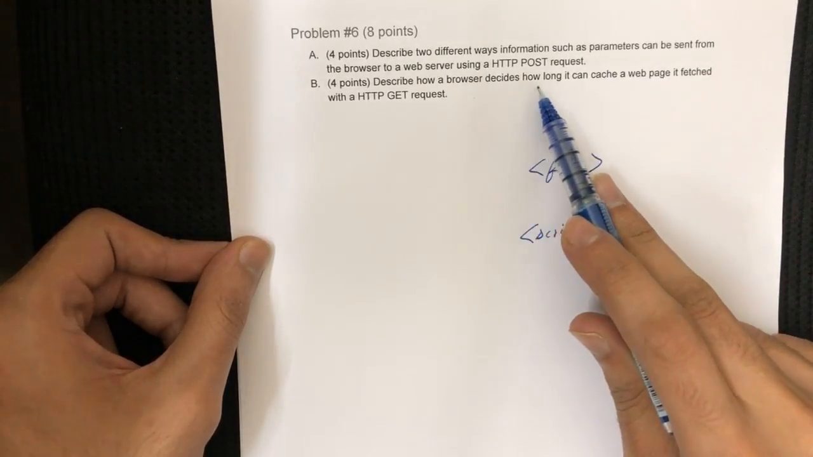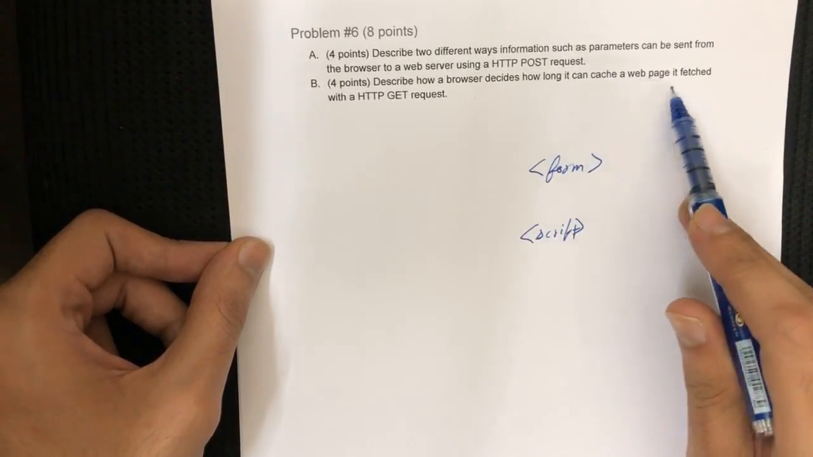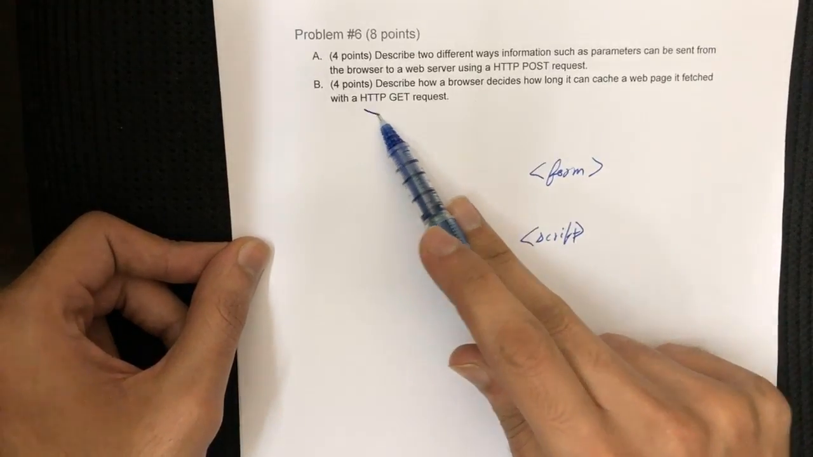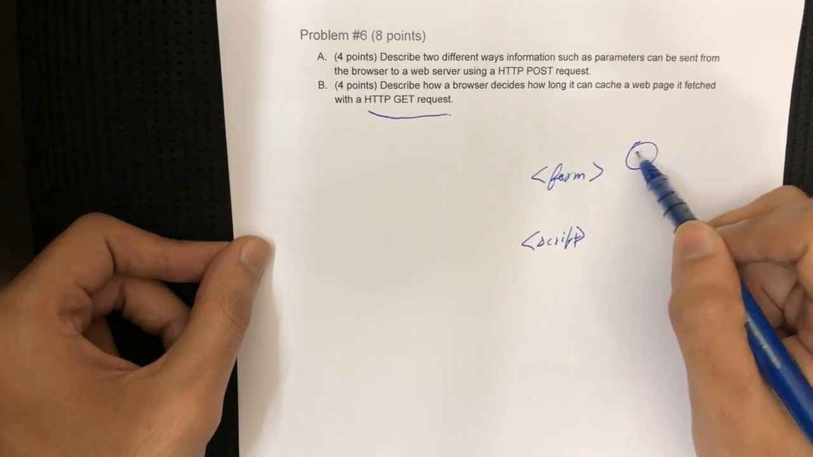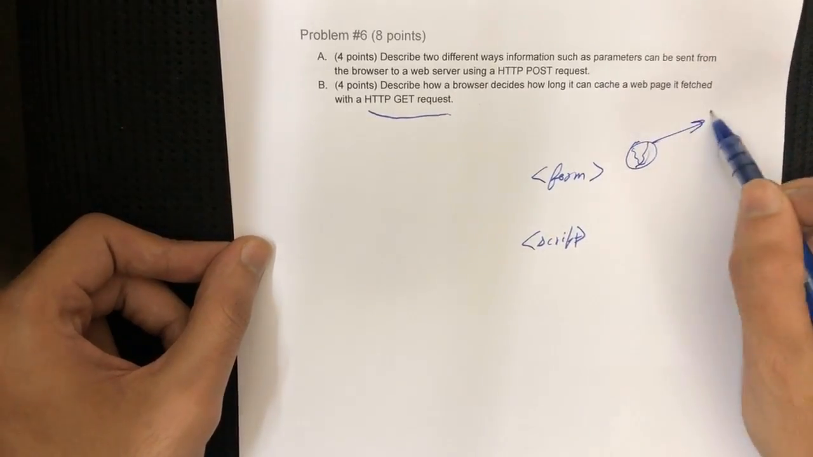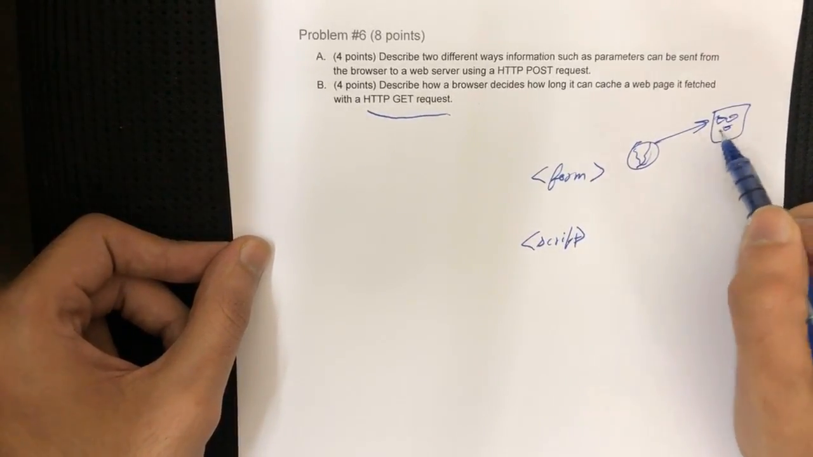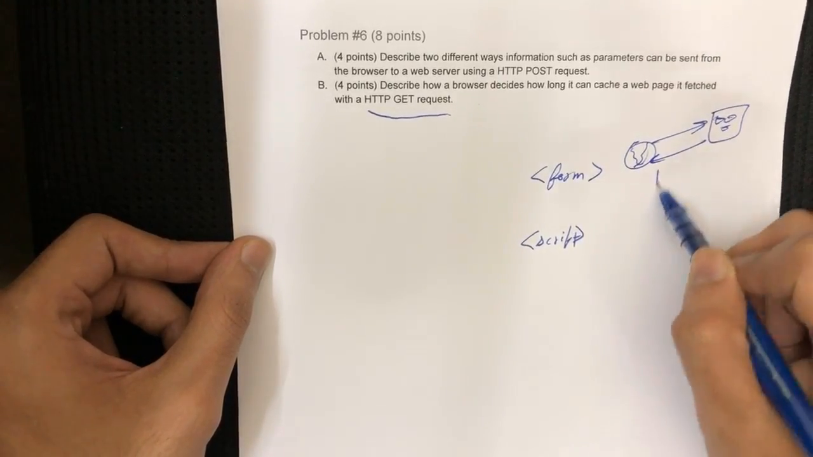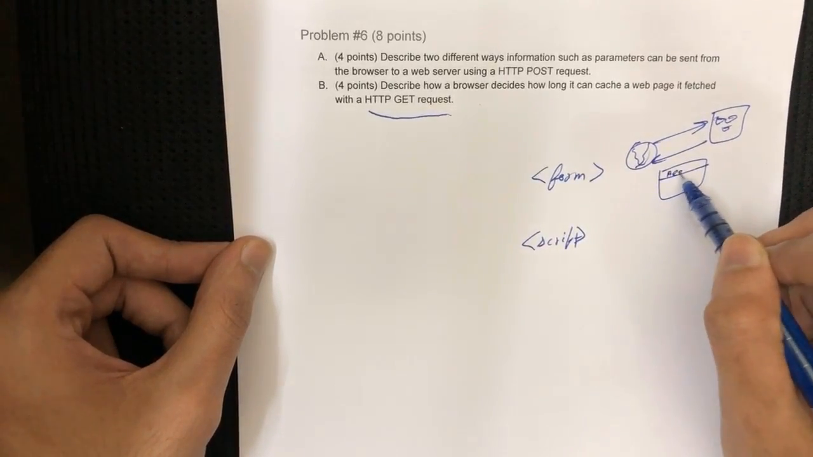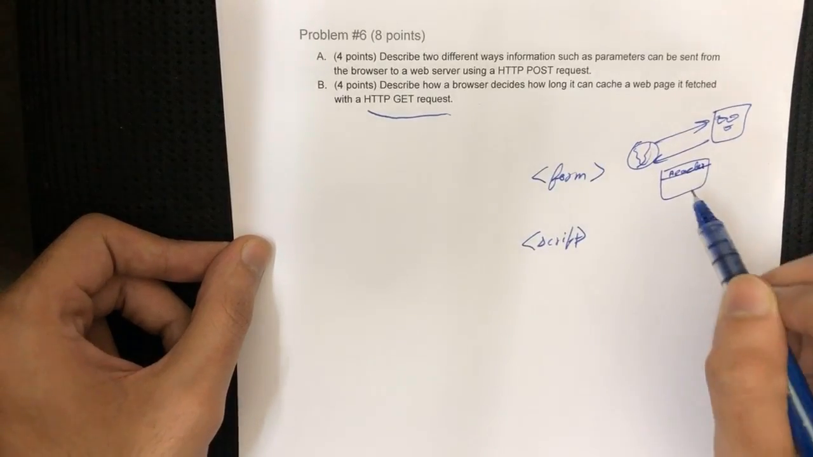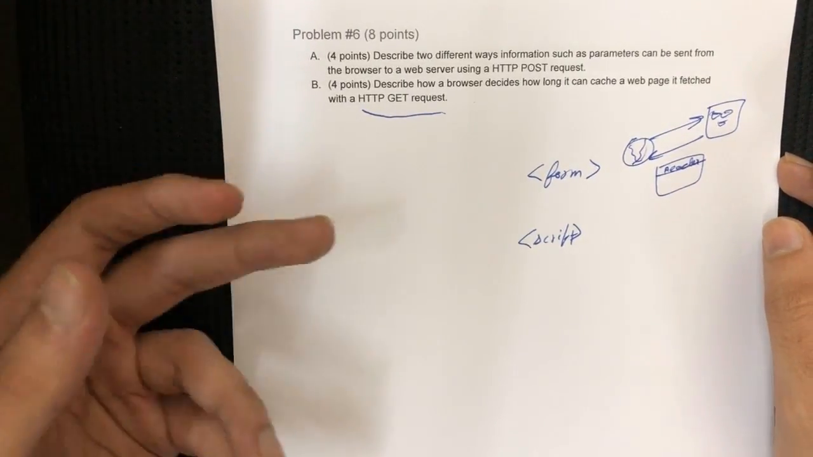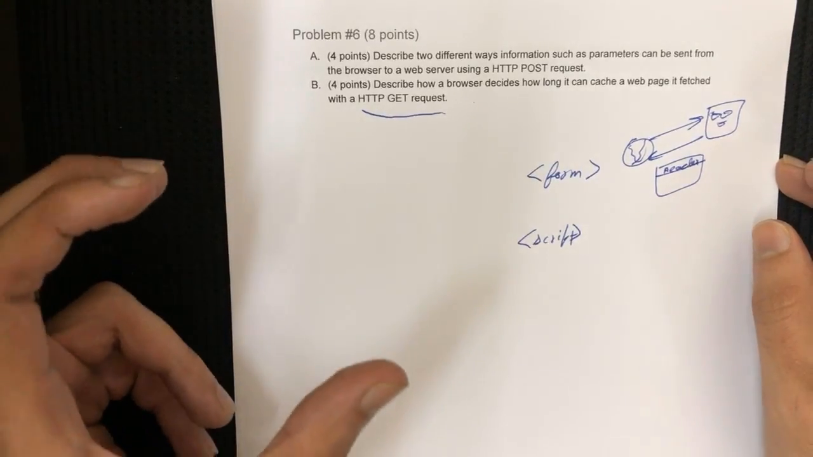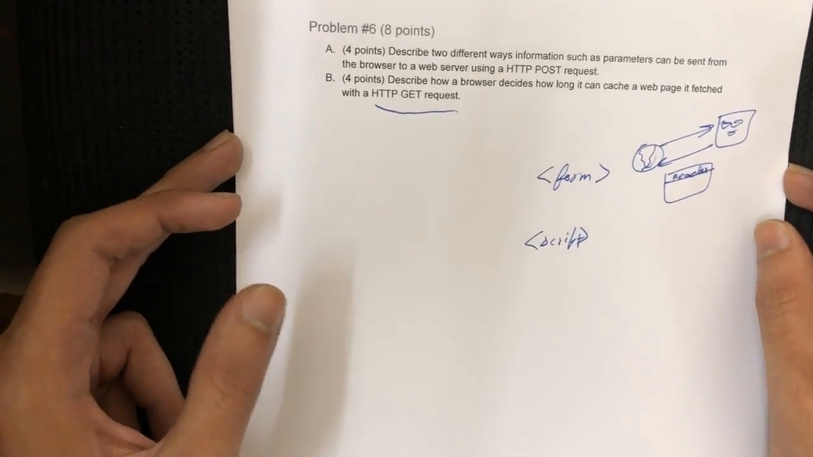Describe how a browser decides how long it can cache a web page it fetched with an HTTP GET request. Well, when the browser sends the request to the web server, the server sends the response, and in the response there's going to be a header, and in the header there's a cache control field, which will specify how long this data can be saved. Okay.